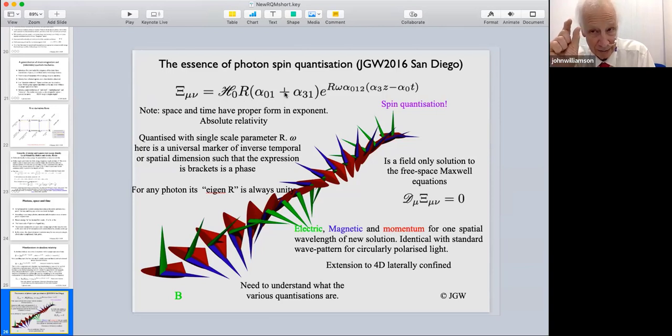Result, same angular momentum. This photon has the same angular momentum in any frame. It has an eigen angular momentum. And it's multiplied by a universal constant H0, which means that all photons have the same angular momentum. All emitter absorber systems have the same angular momentum. Quantized light.